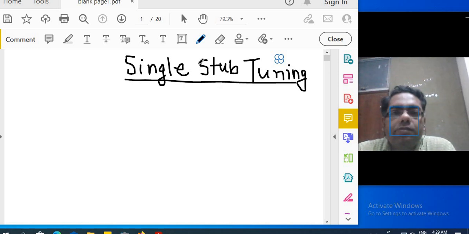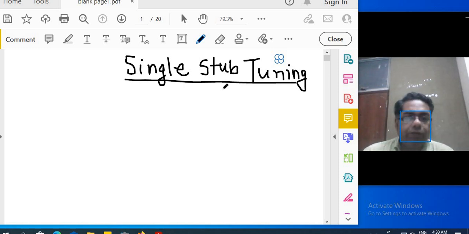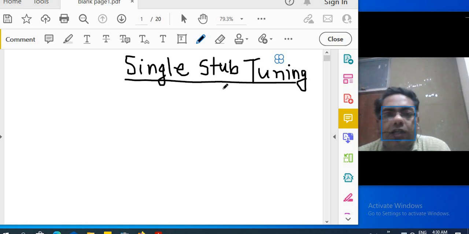I am going to explain about single stub tuning. Actually, it is an impedance matching technique. It is a technique to provide impedance matching. Now, what is the single stub tuning?